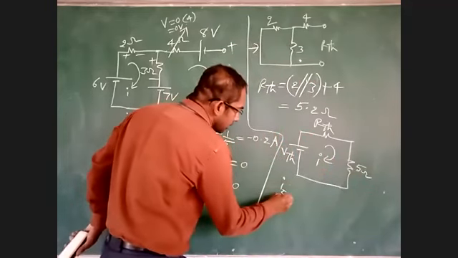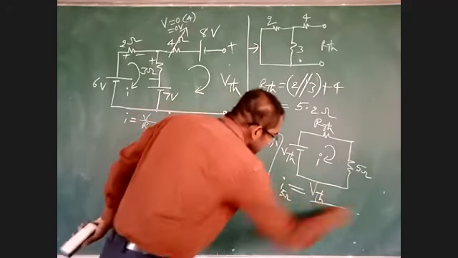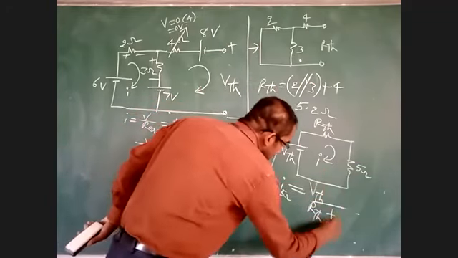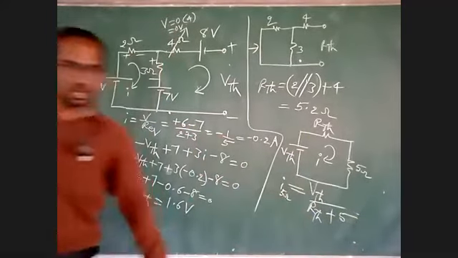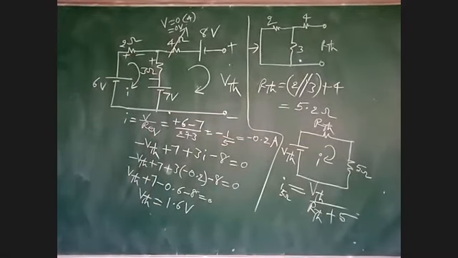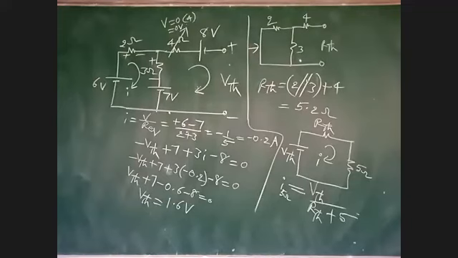Therefore, we have to determine the current in 5 ohms. That is equal to VTH by RTH plus 5. RTH and 5 are in series, both are resistances. That is the current in 5 ohms. Sir, it's minus 1.6. Which one? VTH.